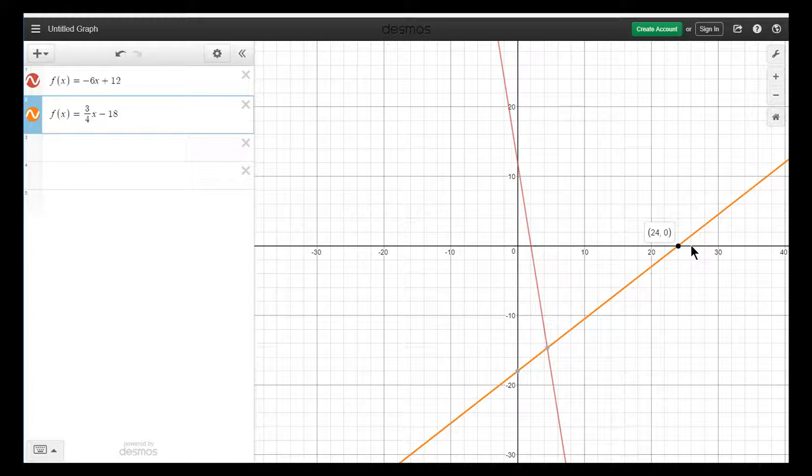And again, zeros will be used for quadratics. Zeros will be used for cubic equations. To find the 0, simply take the equation that you're given and set it equal to 0 and solve.